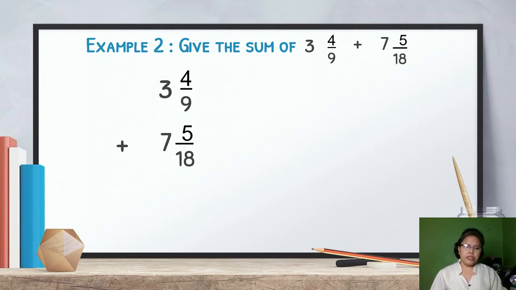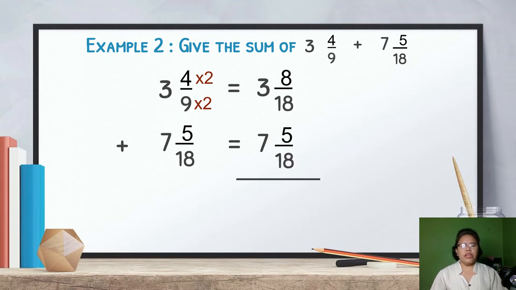So, to change 9 to 18, times 2 mo lang. So, kung i-times 2 yung 9, times 2 mo rin yung 4 sa taas. So, yung 7 and 5/18 as is na natin. So this is now 3 and 8/18. And then, i-add natin sa 7 and 5/18. So, sabi, unahin muna ang whole number. So, 3 plus 7, that would be 10. And then, 8 plus 5, that would be 13. So, final answer natin is 10 and 13/18.